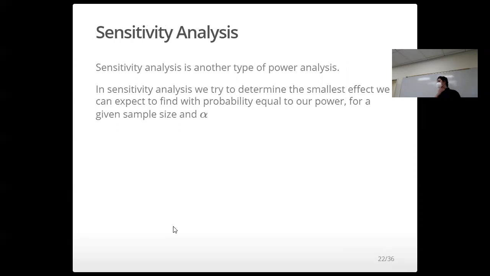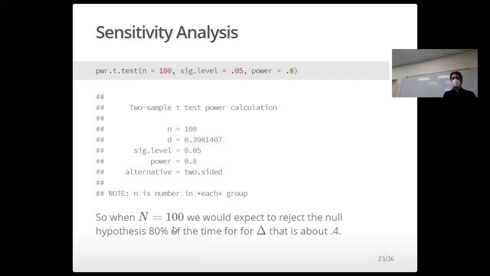Another type of power analysis you'll see sometimes is a sensitivity analysis. In a sensitivity analysis, what we're trying to determine is the smallest effect we can expect to find with probability equal to our power given our sample size. So this is saying we know sample size, we know power, and we know alpha. So what's the smallest effect we can reliably detect with that probability? Here what we're leaving out is effect size. So I'm going to put in my sample size of 100, alpha 0.05, and say power equals 0.8. This is going to return the effect size that I can reliably detect. And it's about 0.4 here.